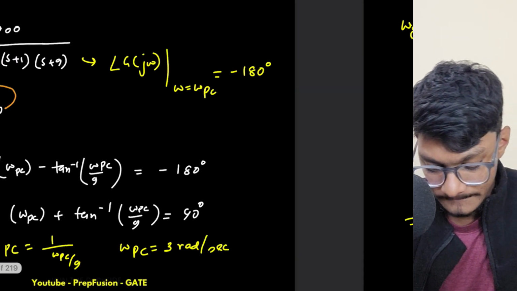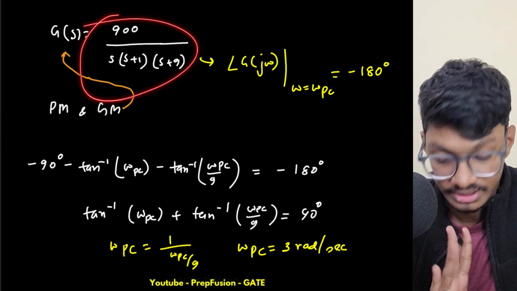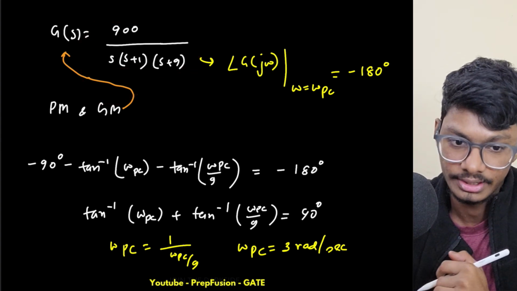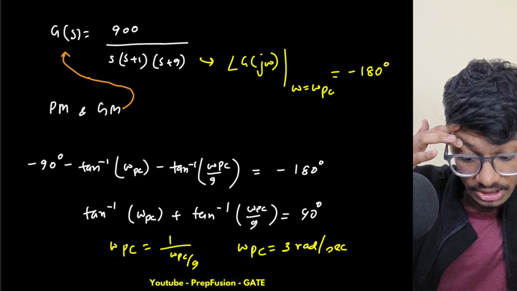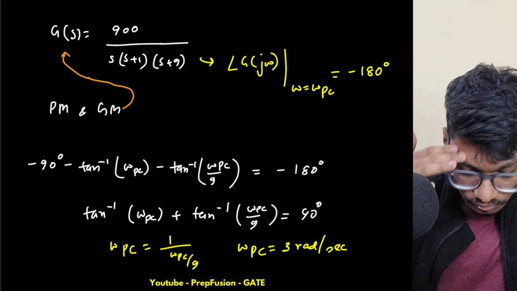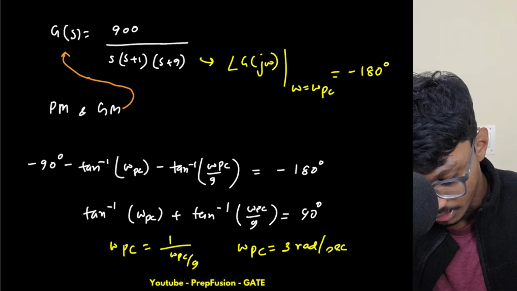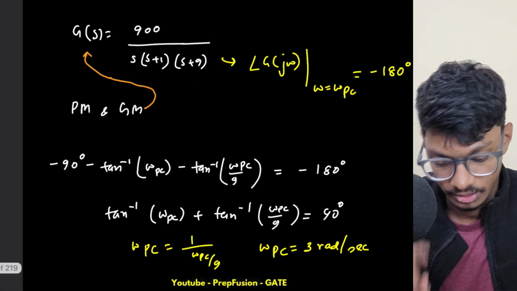So obviously, initially finding the phase margin is difficult because you have to find the gain crossover frequency. This is a third order system, and for a third order system, finding the gain crossover frequency is a bit difficult. There will be 3 roots and it will be difficult, right? So what you can do is find the phase crossover frequency with this method. I will tell you another method.